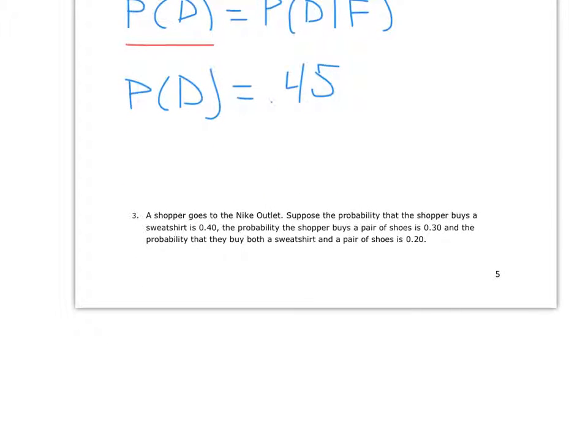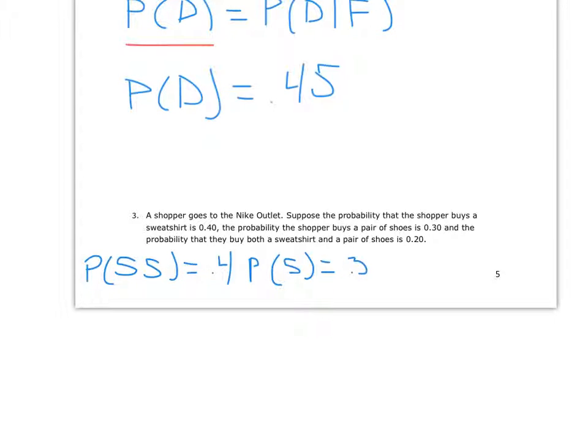All right, so now let's look at another one. Number 3, a shopper goes to the Nike outlet. Suppose that the probability that the shopper buys a sweatshirt is 0.4. Okay, I'm going to just write some of these things down that we can keep track of for later. So the probability that they buy a sweatshirt, which I'm going to use SS to stand for sweatshirt, is 0.4. And the probability that they buy shoes is 0.3. So I'm going to use a single S for shoes.